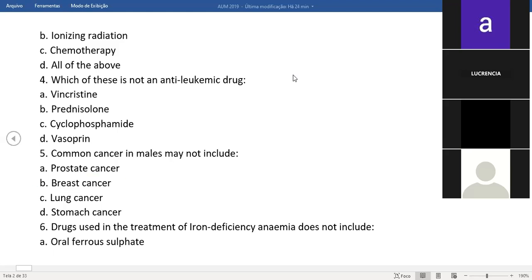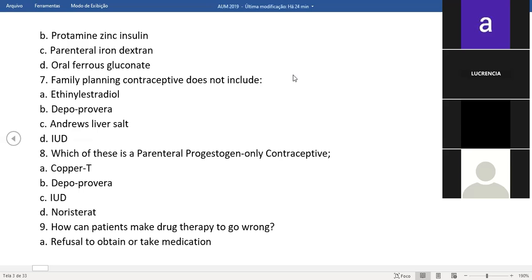Drug used in the treatment of iron deficiency anemia does not include: A, oral ferrous sulfate, B, protamine zinc insulin, C, parenteral iron dextran, D, oral ferrous gluconate. Protamine zinc insulin. Yeah, protamine zinc insulin.